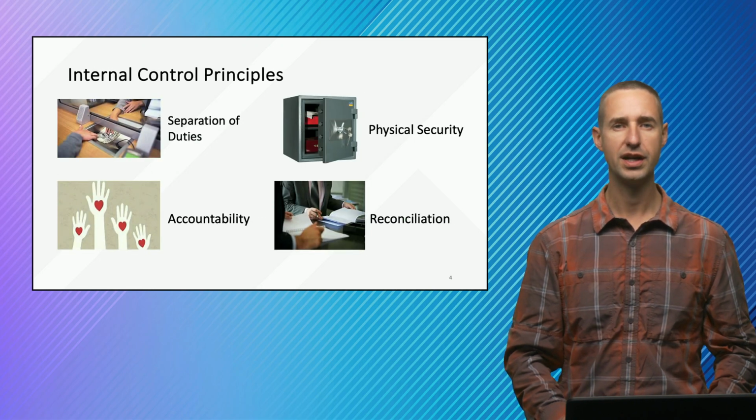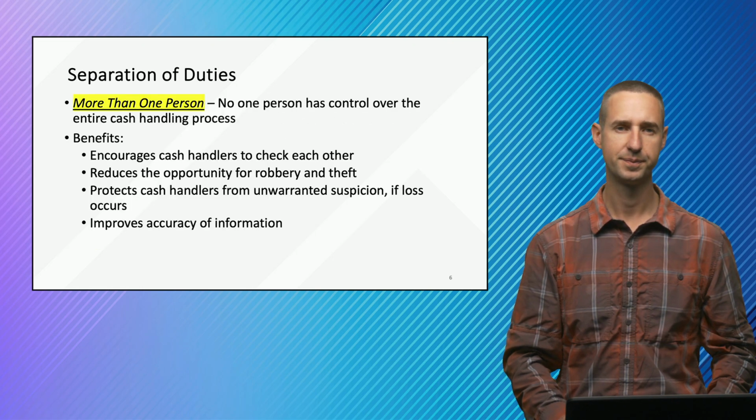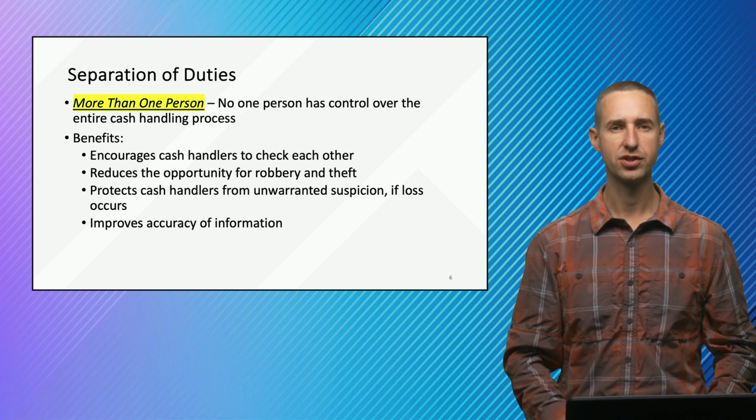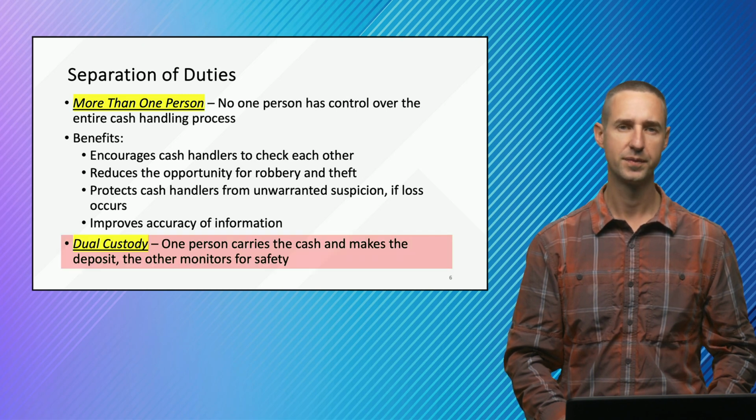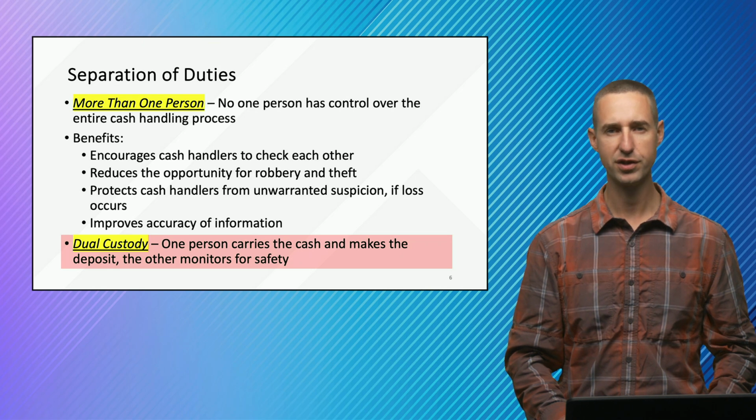Here are the four internal control principles. First, let's look at separation of duties. This principle ensures that no one person has control over the entire cash handling process. When properly established and used, this principle has many benefits in terms of accuracy and security. Dual custody is one application of this principle, where one person has physical custody of the cash while a different person monitors them.